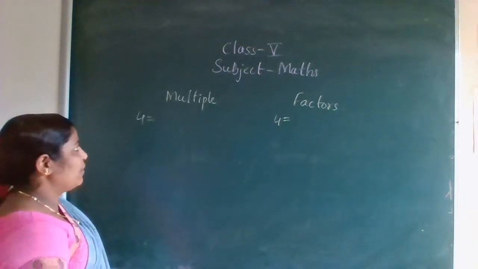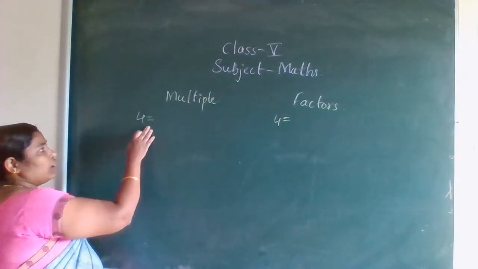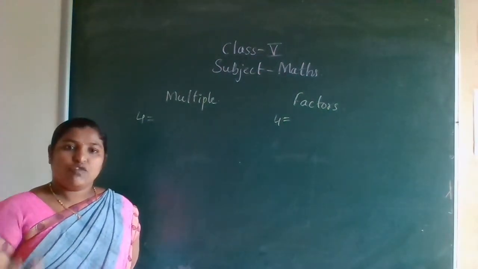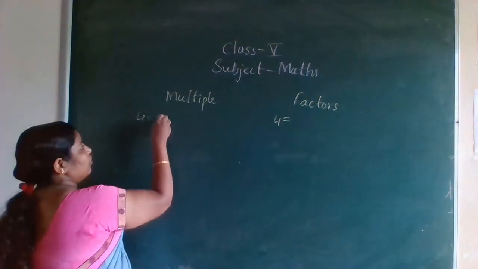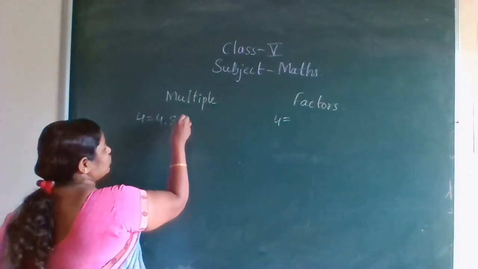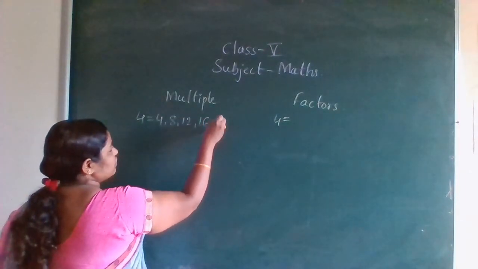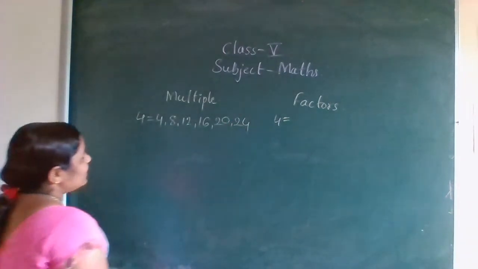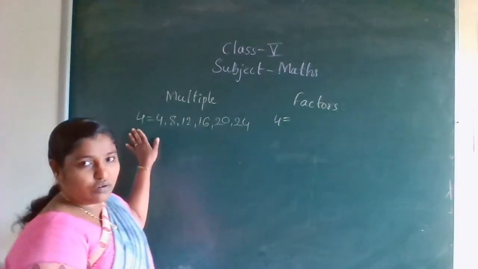How to write multiples of 4? What are the multiples of 4? Multiples are nothing but tables. 4 ones are 4, 4 twos are 8, 4 threes are 12, 4 fours are 16, 4 fives are 20, 4 sixes are 24. These are the multiples of 4.